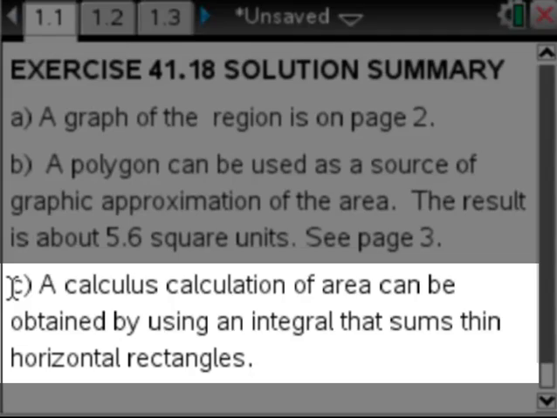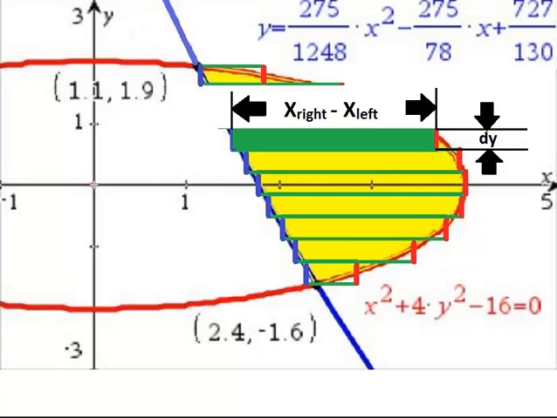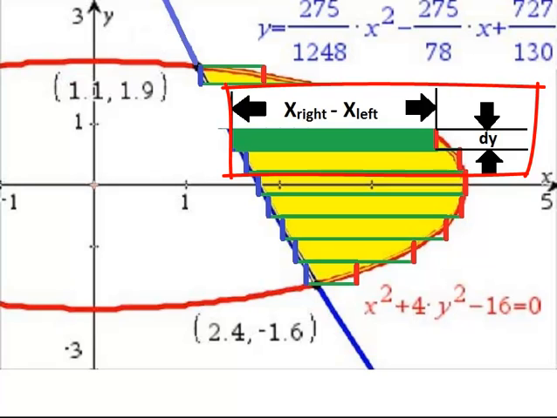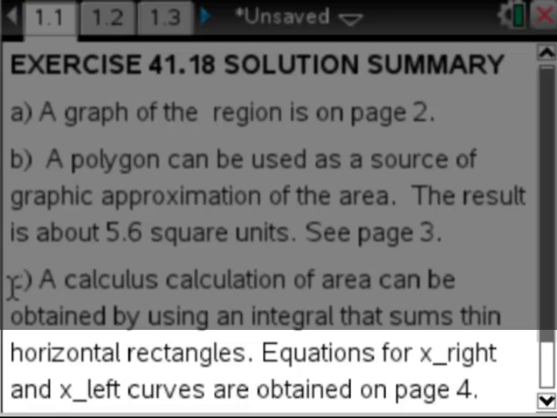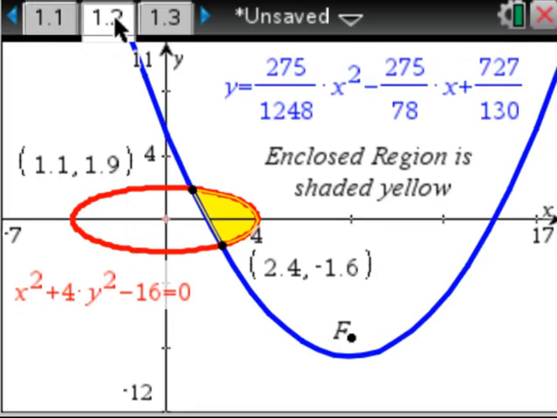Now, how do we begin this? First we're going to need equations for our x right and x left curves. So let's point that out here, and then we'll need to go to a calculator application to resolve them. Okay, so equations for x right and x left curves are obtained on page 4. Let's take a look at what we've got coming up here.